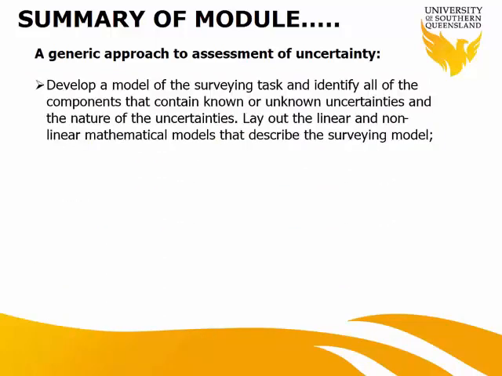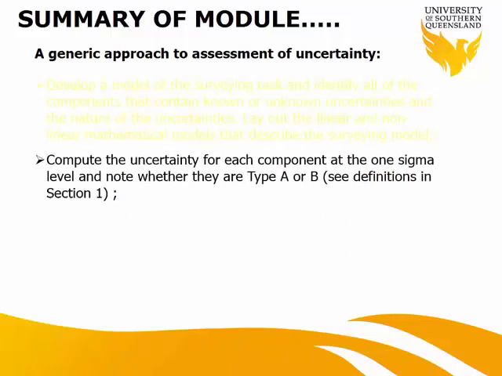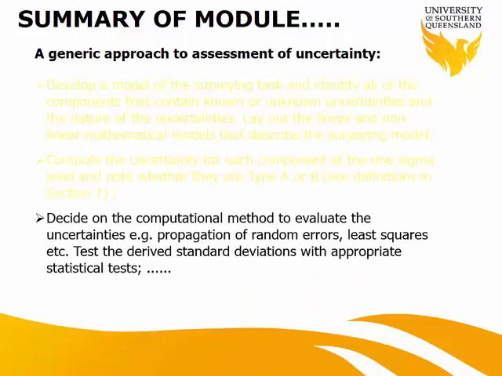In conclusion, we tried to develop a model for surveying tasks to identify the components and nature of the uncertainty. We looked at linear and nonlinear models and how to calculate the error propagation. We know how to get the sigma, whether from type A or type B, which is whether we calculate it ourselves or from experience, or use the manufacturer specification. We can decide on the computation method to evaluate the uncertainty of the random error, using propagation of random error or least squares adjustment.